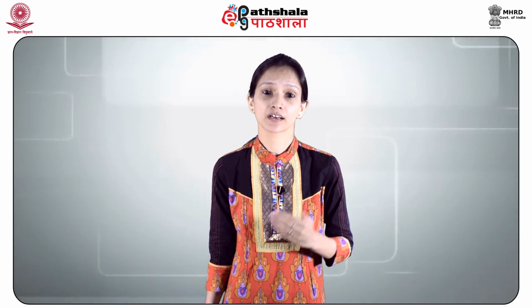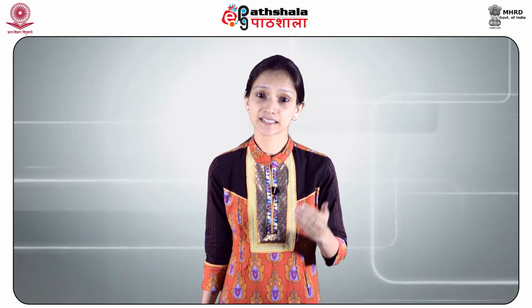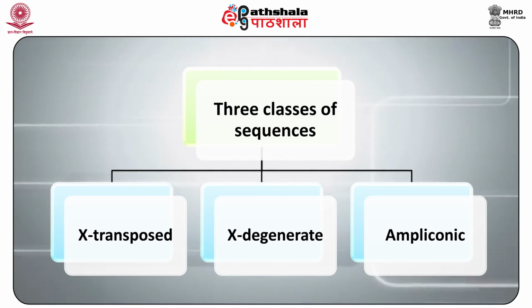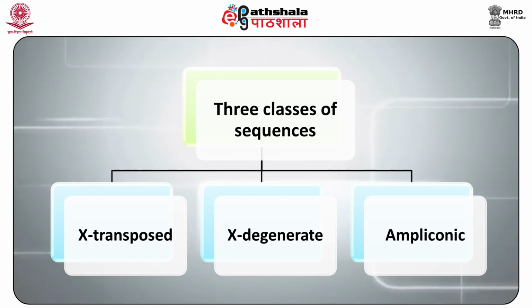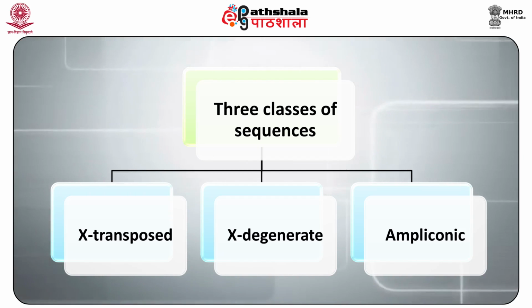Skaletsky et al. in 2003 renamed the NRY the male-specific region because of evidence of frequent gene conversion or intrachromosomal recombination. A total of 156 known transcription units, including 78 protein coding genes, are present on the MSY, that is the male-specific region. The Y chromosome is highly duplicated, either with itself or with the X chromosome. Three classes of sequences have been categorized in the Y chromosome: X transposed, X degenerate, and ampliconic.